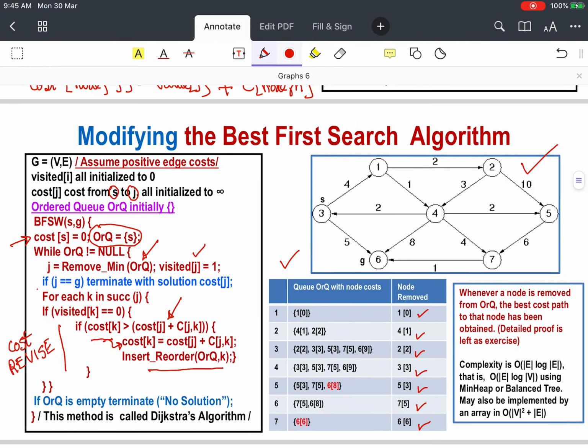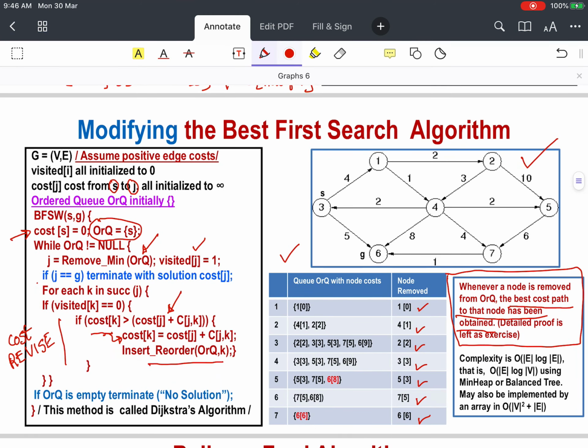We also saw a very interesting property. We said, and this is a very important property that we will use, that whenever a node is removed from ORQ, the best cost path to that node has been obtained. This is a fundamental result. This result is there because we have used positive edge costs, and because of this result, we are now sure that this algorithm, if it is allowed to continue even though the goal node is reached, it will eventually make the ORQ queue empty, but it will find the shortest cost path to every node.